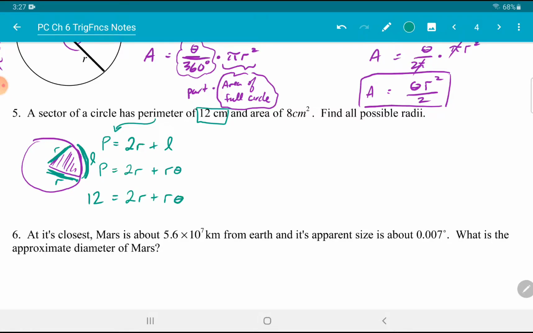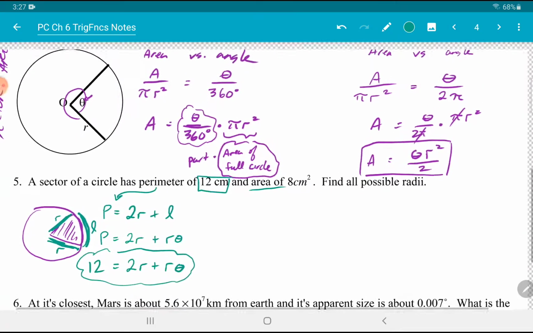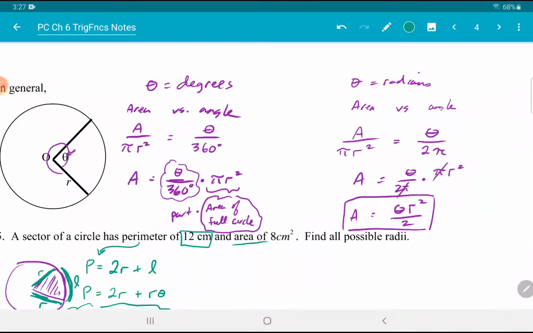Now, in its current state, we really can't do much with this because we have two variables here, right? So we have to leave this alone for now. Let's go to the area of our sector, and that area is 8 centimeters squared. Just as we did for arc length, let's look at the sector area. Remember how we created two formulas. If you're a formula type of person, you can just memorize these formulas. If not, you can always go with the proportion idea and solve for what you're missing.